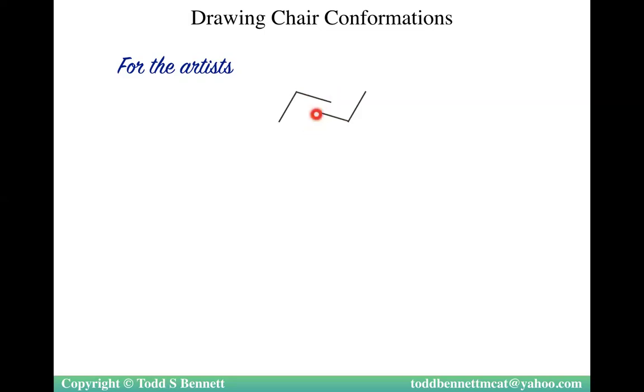Equal length as one another, parallel to one another. The angle should be the same here and here. And then you're going to connect the lines here with more parallel lines. So parallel line there, parallel line there. That is an accurately drawn chair conformation.